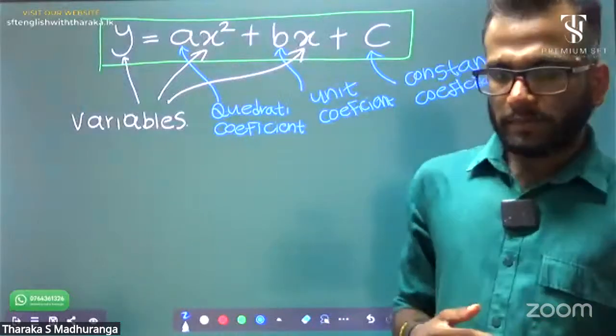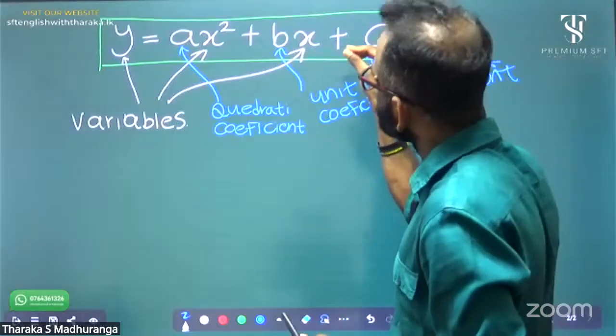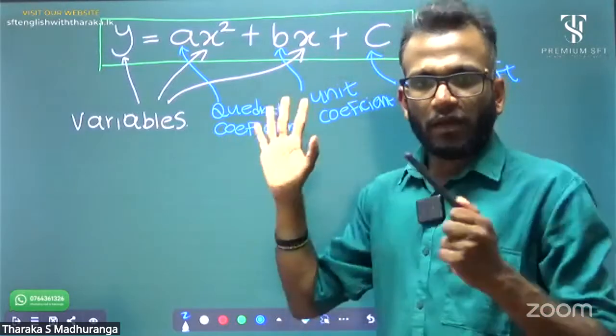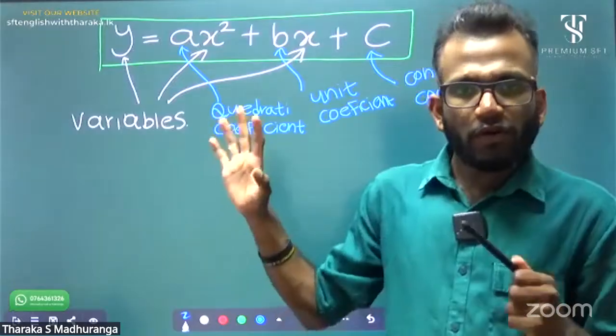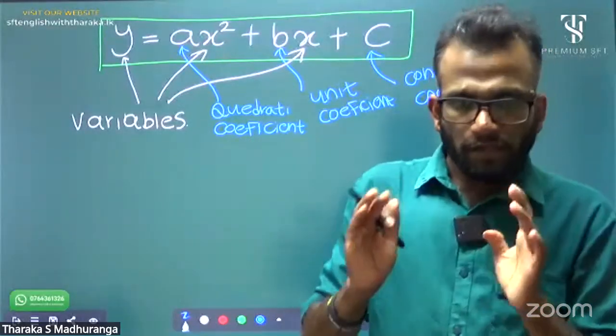Okay, this is the common equation. Y equal ax squared plus bx plus c is the common equation for quadratic functions.